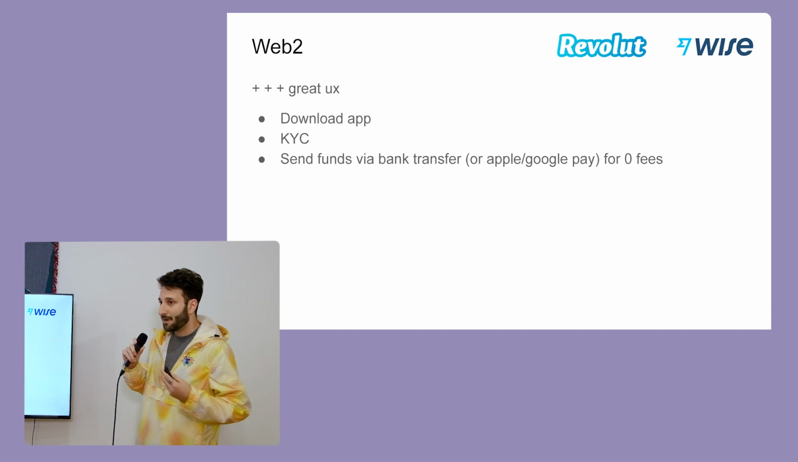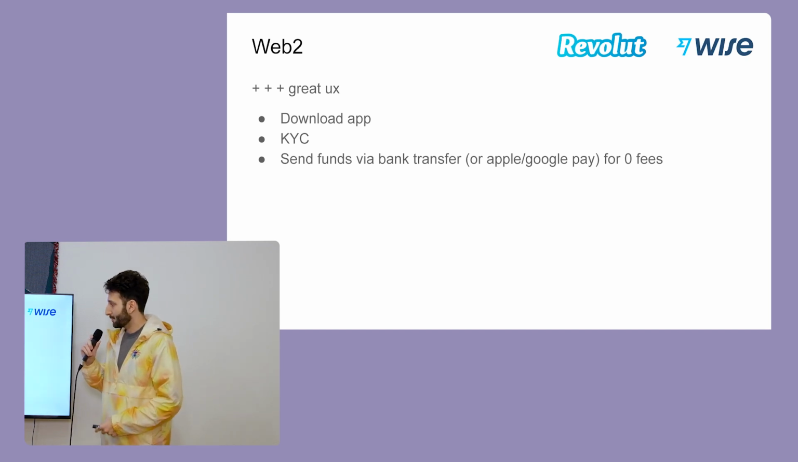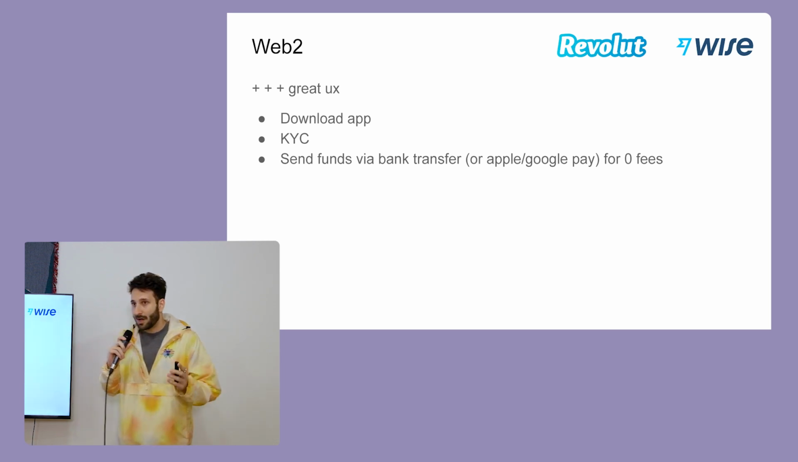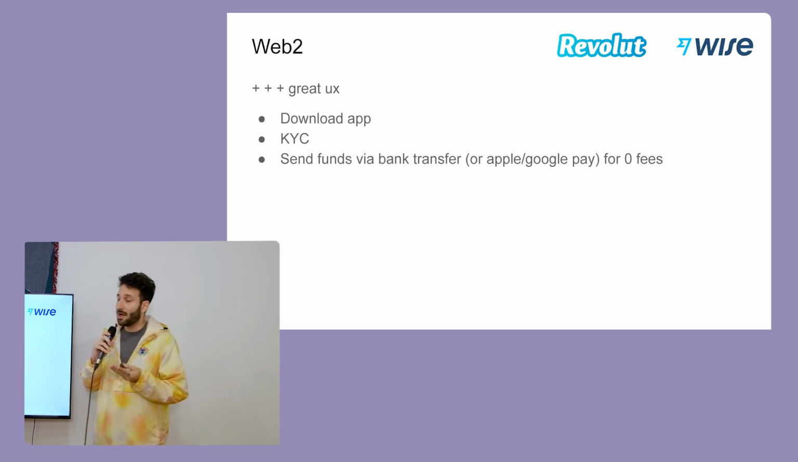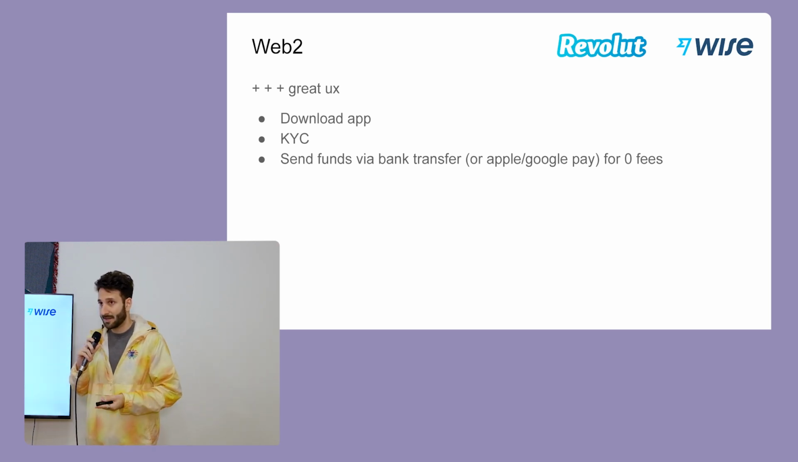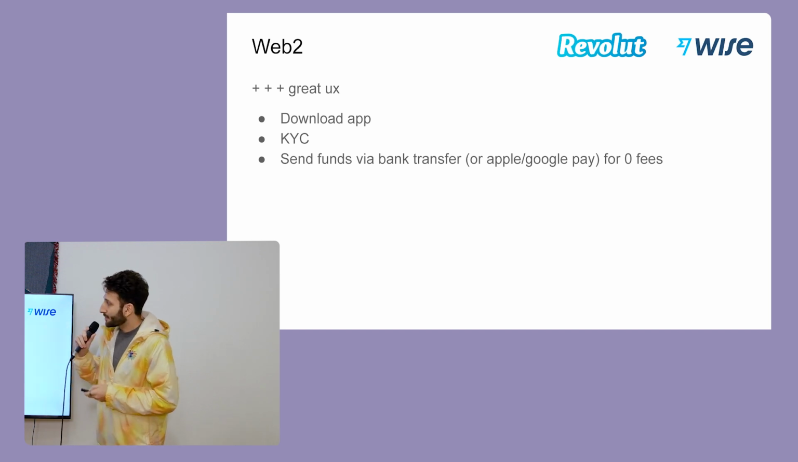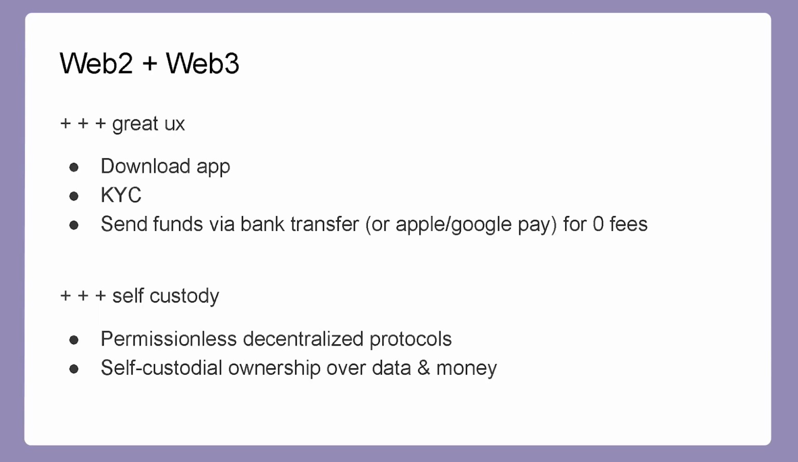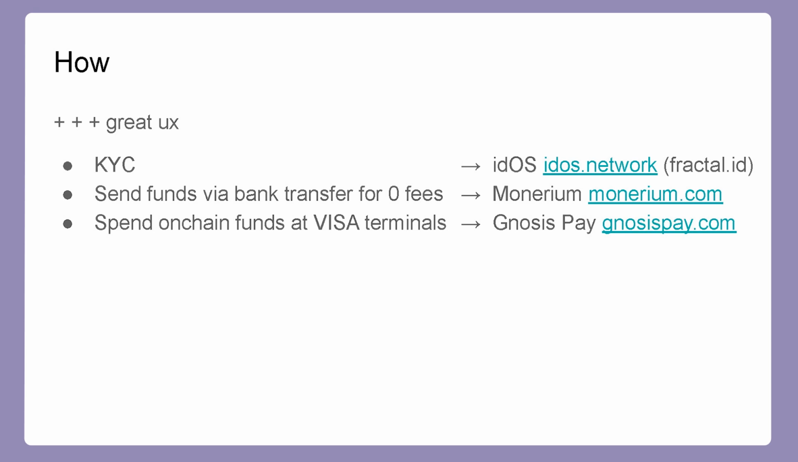But it also comes with some things that we're trying to improve here in the space, which is like bringing in permissionless innovation, decentralization, and being able to have your money controlled by yourself, so you have self-custody over your assets and your data. So what if we take the best parts of Web 2 and bring in the best parts of Web 3, the permissionless decentralized protocols, and self-custodial ownership of data and money? It's actually possible today, and it's mainly possible on Gnosis.